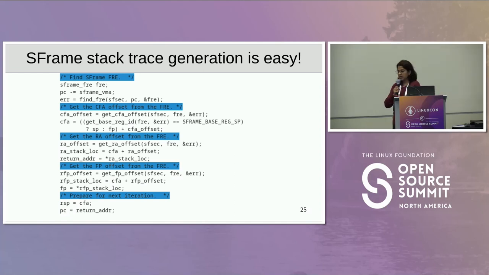So this is some code that maybe can shed some perspective on how easy it is to stack walk. This shows you how to do one stack walk. Given a PC, you figure out where the SFrame was loaded, you get some offset, and with that offset, you find the FRE. Once you have a handle on the FRE, all you need to do is figure out the CFA, then get the RA offset and figure out the return address, get the FP offset, and get the FP. And that's it. You're set up for the next iteration.